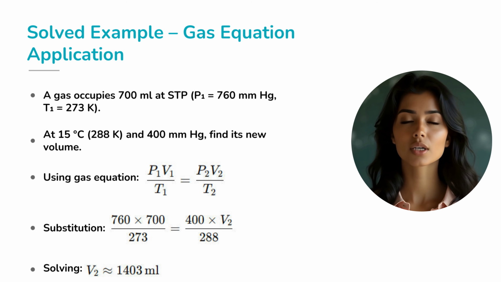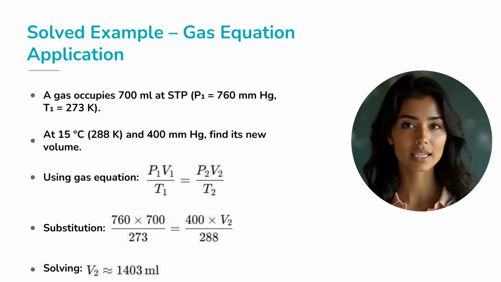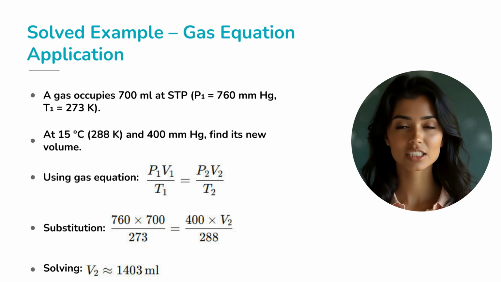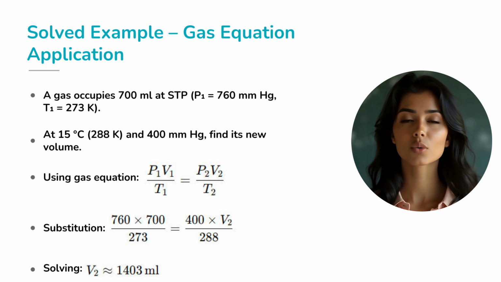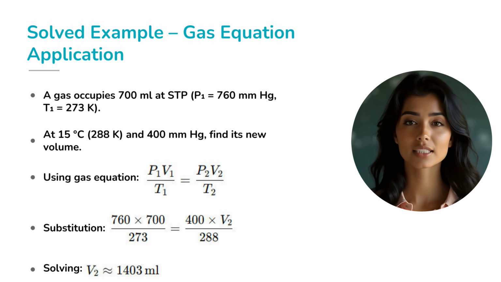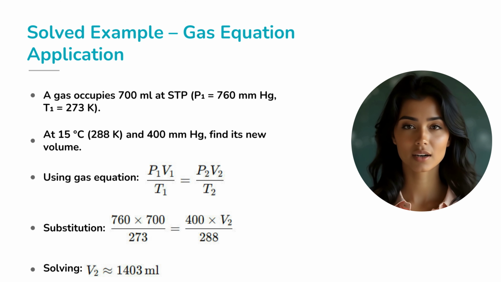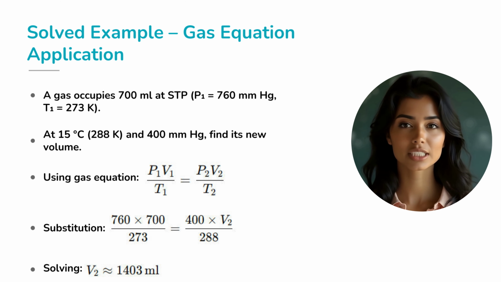Let's solve a numerical example. A gas occupies 700 milliliters at S.T.P. That means pressure P1 equals 760 millimeters of mercury, volume V1 equals 700 milliliters, and temperature T1 equals 273 Kelvin. Later, the gas is at a pressure of 400 millimeters of mercury and a temperature of 15 degrees Celsius or 288 Kelvin. What's the new volume?